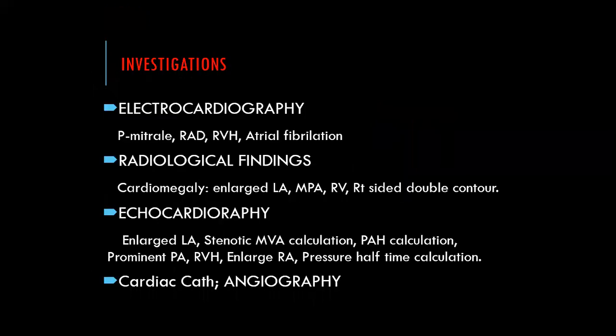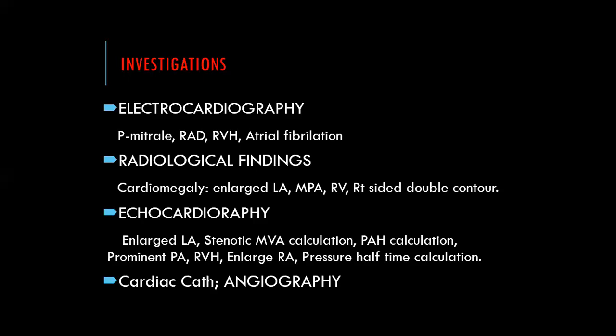If you perform electrocardiography in a patient with mitral stenosis, it will reveal P mitrale, with enlargement and broadening of the P wave on the ECG. You can have a notch on the P wave that is typical of P mitrale, and you can have right axis deviation in those patients who have right ventricular hypertrophy and pulmonary artery hypertension. You can have signs of right ventricular hypertrophy. You can have atrial fibrillation.